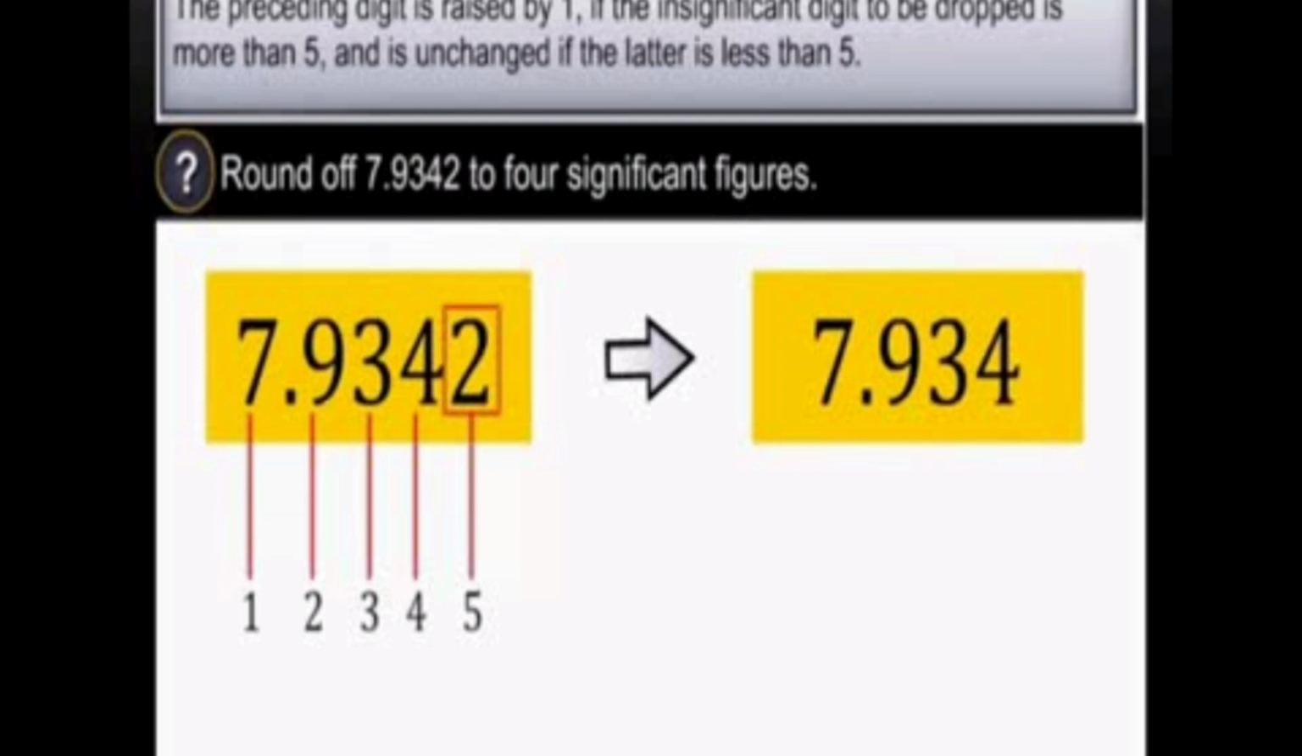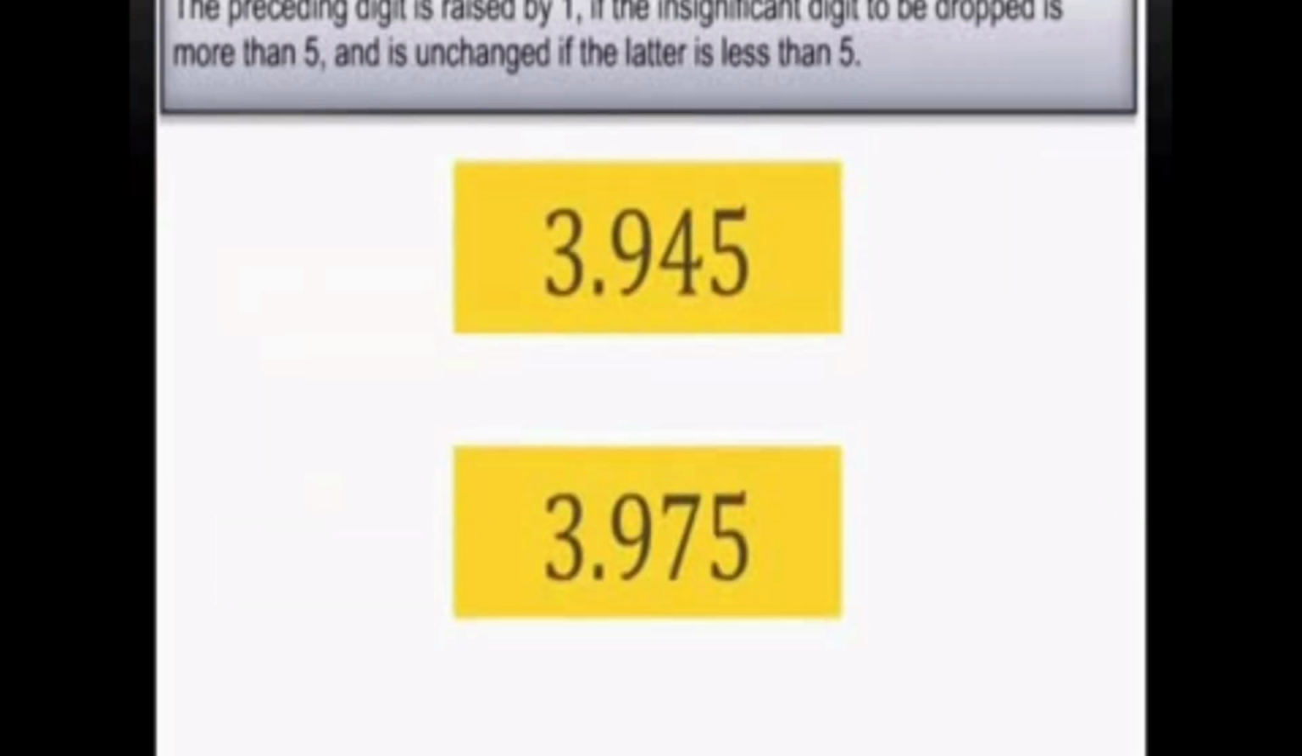We leave it, that is very small compared to 5. It's not greater than 5. Suppose, as another example, it is exactly 5. Then how do we have to round off these two values?